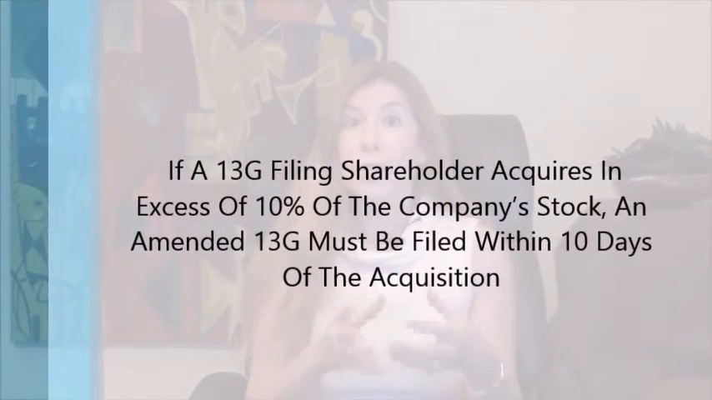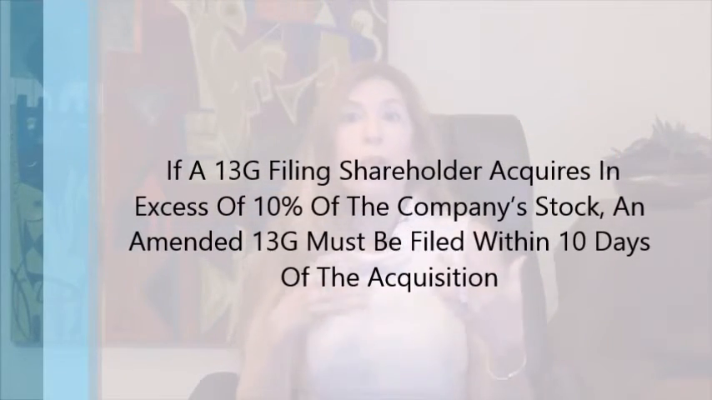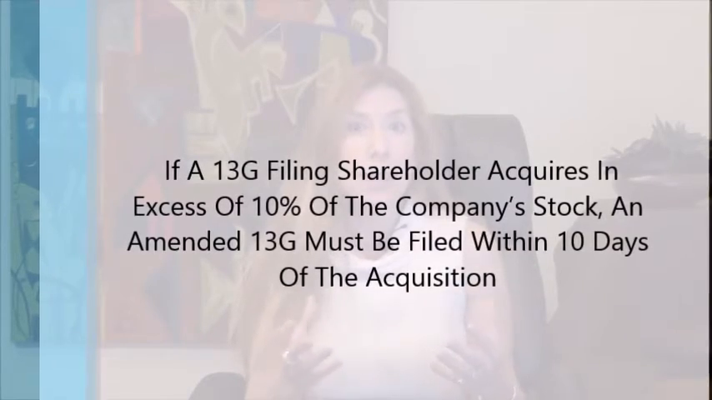Also, if the Schedule 13G shareholder acquires in excess of 10% of the company's stock, they have to file an amended Schedule 13G within 10 days of that acquisition. And also, they have to file an amendment within 10 days to report increases or decreases of more than 5%. So an amendment would have to be filed either within 45 days of the year end, if you acquire more than 10% of the outstanding securities, or there's a change in ownership of 5% or more.